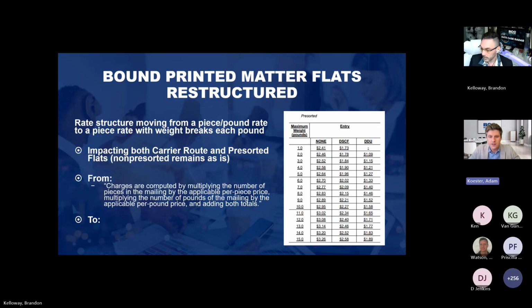So if you've got a 12 pound piece and you're delivering that piece to the DSCF, you don't have to weigh out the piece specifically. You just need to know that it is less than 12 pounds, but more than 11 pounds, and you're paying $2.40 for that piece. Not a huge change in terms of structure. The software, by and large, will take care of that for you, but it will look different on the postage statement if you're comparing those. There's a bunch of columns that are removed, and especially if you're doing your own math on what these things are coming out to be, make sure you're paying attention to that change as well. And this impacts both the carrier route and the pre-sorted flats. Non-pre-sorted flats were already in this structure with a slightly different weight break structure already built out.